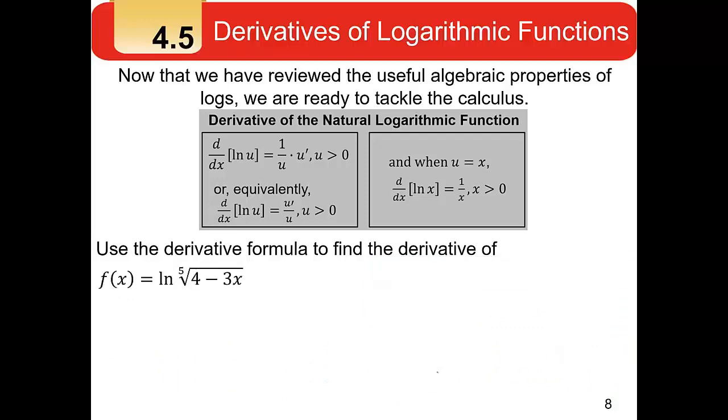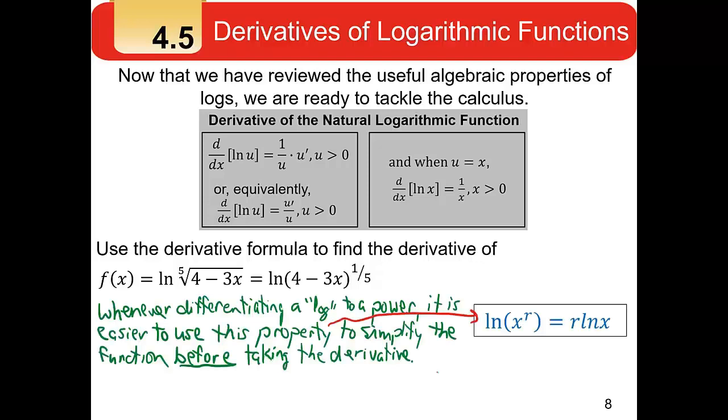Another. What if the function is f of x equal the natural log of the fifth root of the quantity 4 minus 3x? We hit on this earlier when we talked about algebraic manipulation. This is the point that I was making earlier. The calculus will be much easier if you do some algebra on this function first, and you realize from an earlier discussion that a fifth root is the same as a 1/5 power. And then thinking back, you have a formula that says the natural log of x to a power, you can just bring the power down front. Well, that's where the 1/5 comes in.